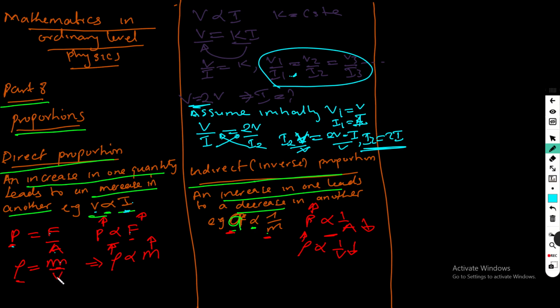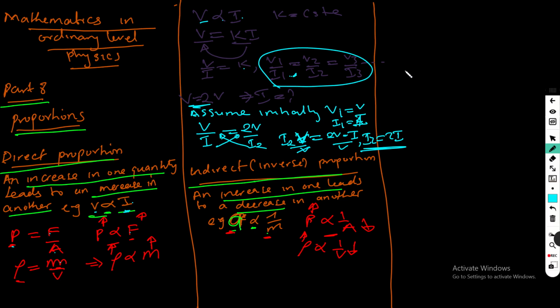Density is equal to mass on volume. It means that density is directly proportional to mass. If you increase the mass, you increase the density. Mathematically, we write it as V is directly proportional to I, so V is equal to a constant times I. If you make K the subject, you have V on I equals K. This K is a constant, meaning that V1 on I1 is equal to V2 on I2, equals V3 on I3, equals V4 on I4, equals V5 on I5, till V infinity on I infinity.